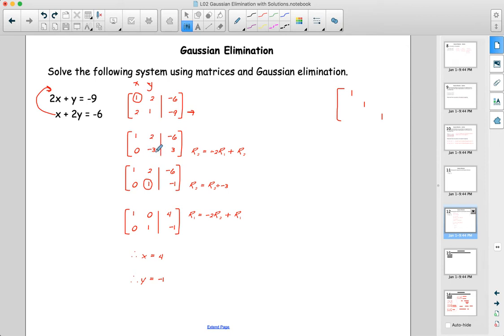So what I'm going to do is I'm now going to adjust row 2 again, and I'm going to replace row 2 with row 2 divided by -3. So take the old row 2, which was here, divide it by -3 and get your next row. So 0 divided by -3 is 0. -3 divided by -3 is +1. +3 divided by -3 is -1.